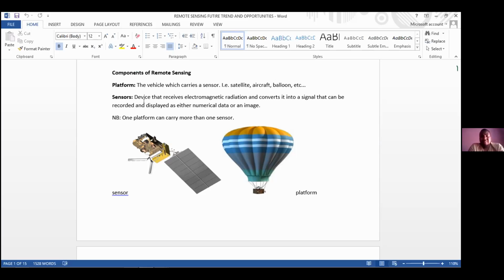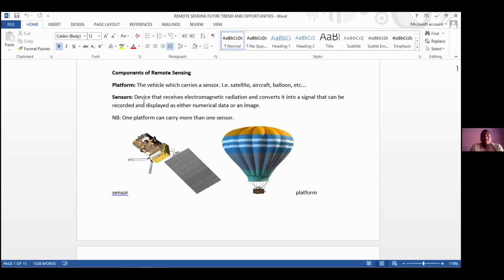Then sensors, these are examples of sensors. These are devices that are able to tap that electromagnetic radiation and then convert it into a signal. And an example of a sensor can be a GPS. GPS is one of the examples of a sensor, because a GPS is able to convert that electromagnetic radiation into a signal.